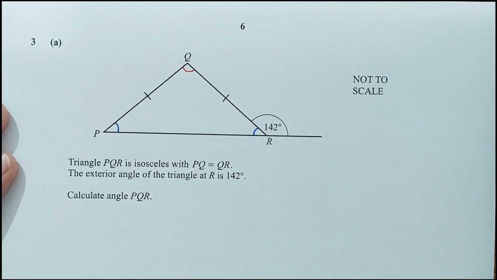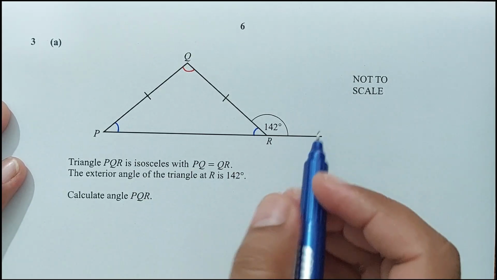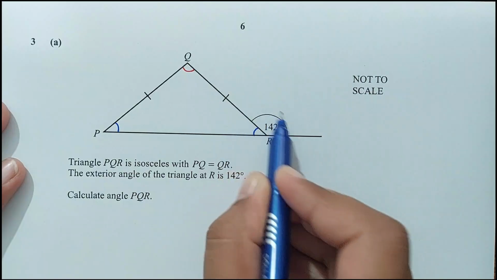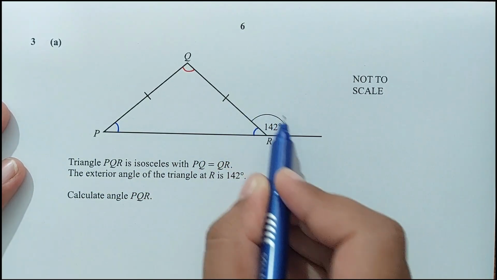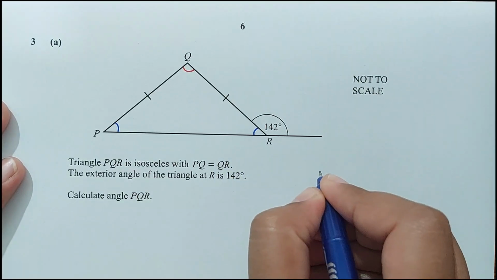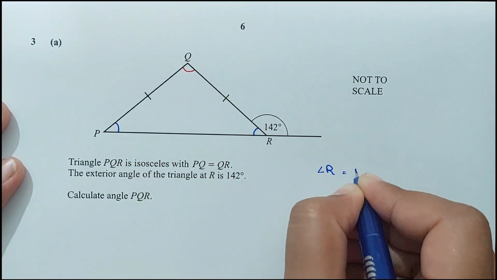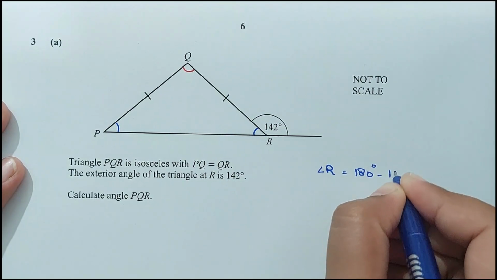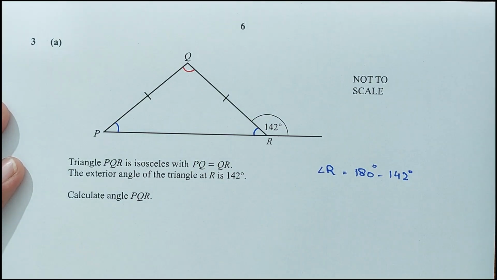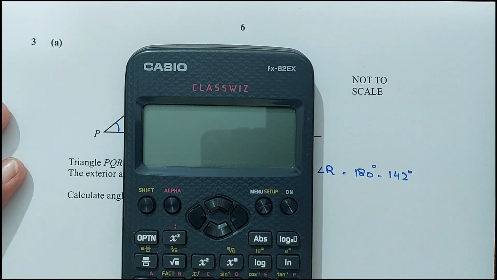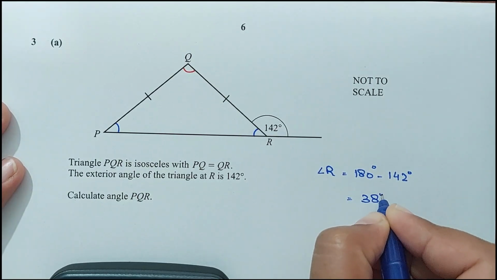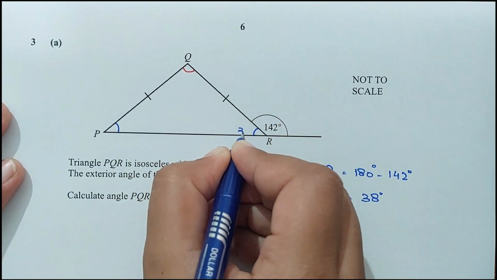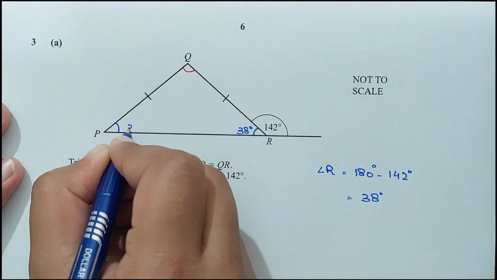Okay, so the two concepts we are going to use in this question. The first concept is angles on a straight line add up to 180. So this whole angle is 180. So what is that angle? We can say angle R is going to be 180 degrees minus 142. This is 38 degrees. Alright, so this angle is 38. Since it is an isosceles triangle, the other base angle is also 38.